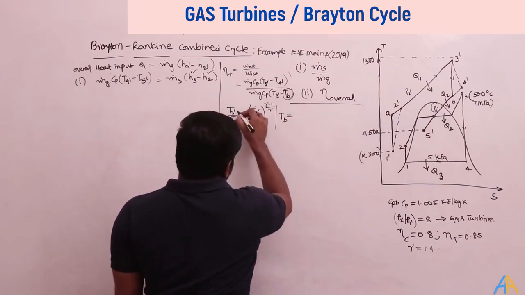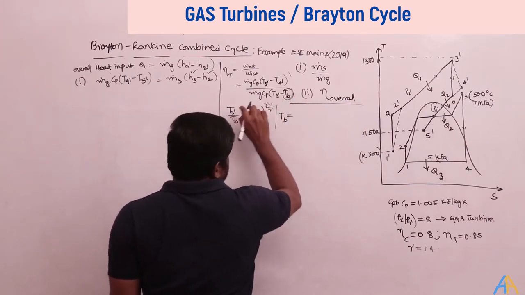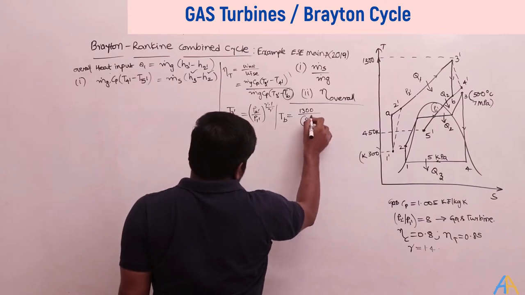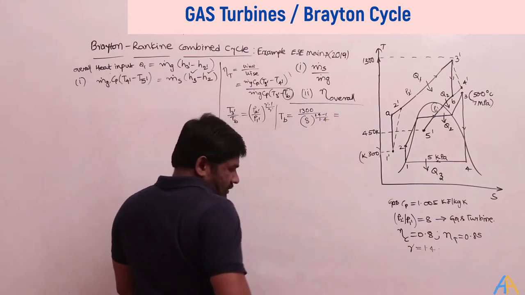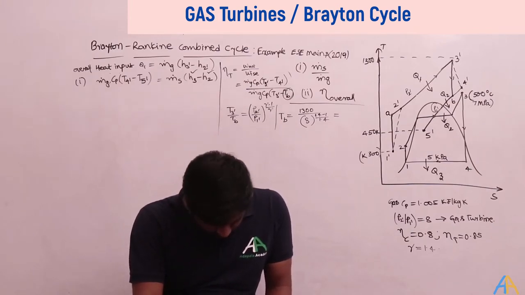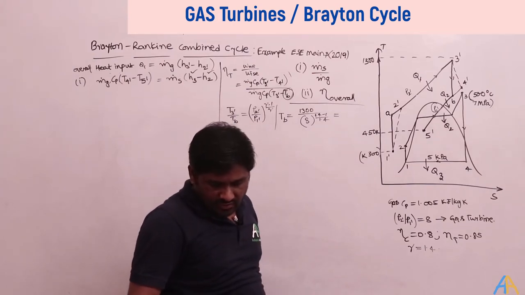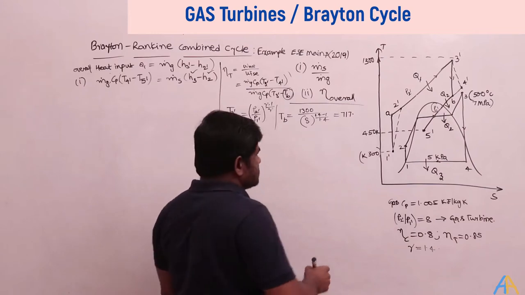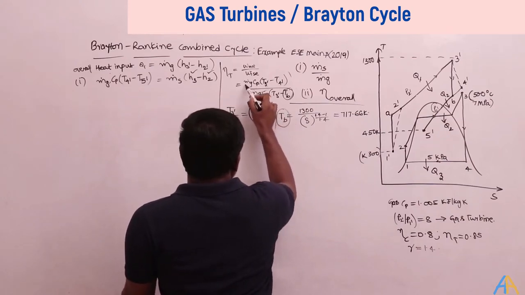TB equals, I am taking this to the right side and this is coming to the left side so that it will come to the denominator. T3 dash is how much? 1300, already given. 1300 divided by the ratio 8, whole power (1.4 minus 1) divided by 1.4. After simplification, how much value will you get? You will get 717.66 Kelvin. So TB is known.